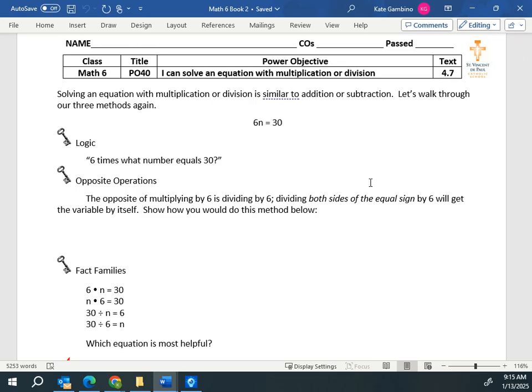The first one is the logic. 6 times what number equals 30? So you ask the question, you can do mental math to figure out the answer.